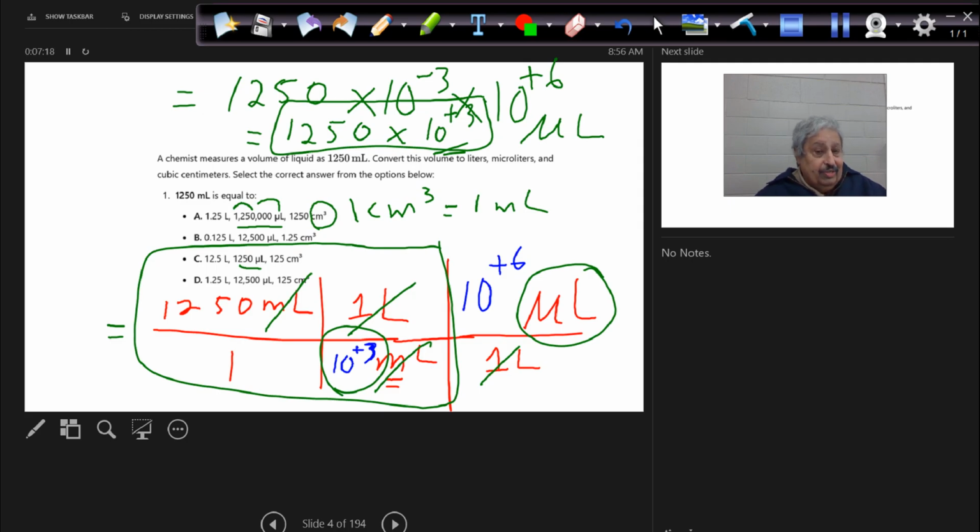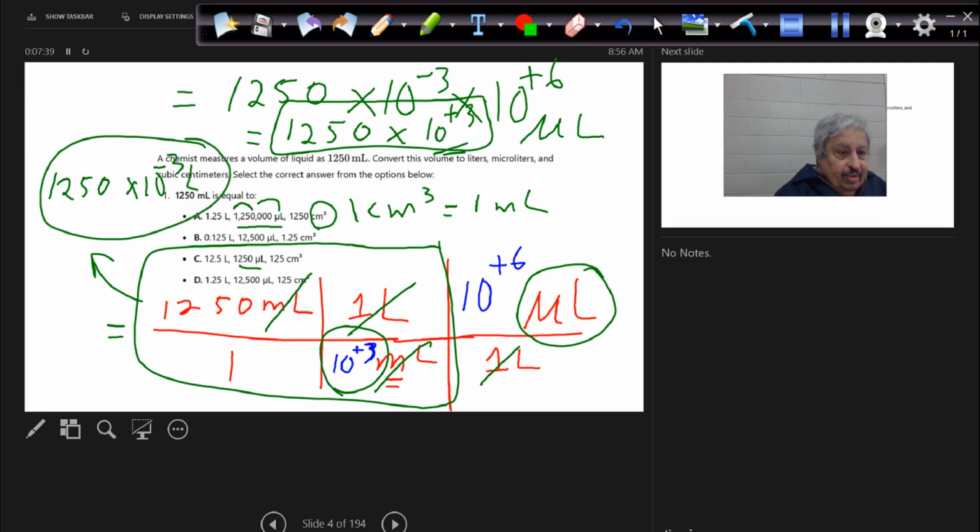So it will be 1,250, 10 minus 3, in liters. Correct? Here it is. Transferred into liters, it will be 1,250, 10 minus 3 liters. It's 1.25, correct? 1.25. Everybody agrees? So that here is correct.